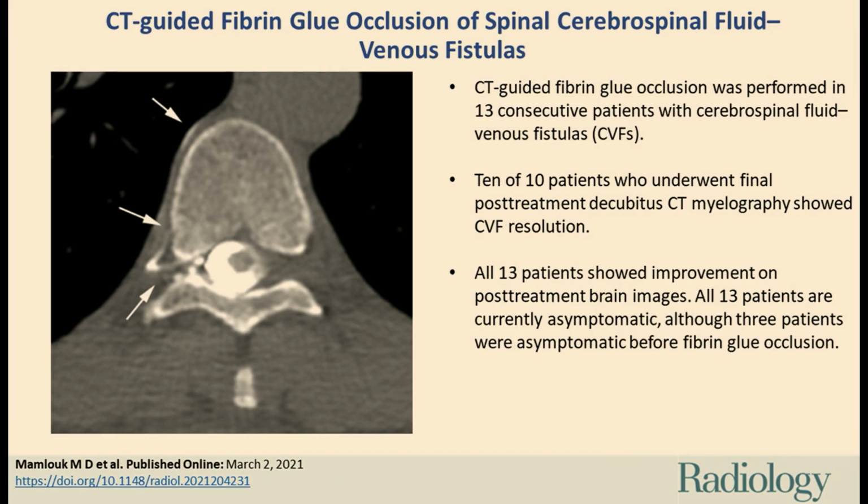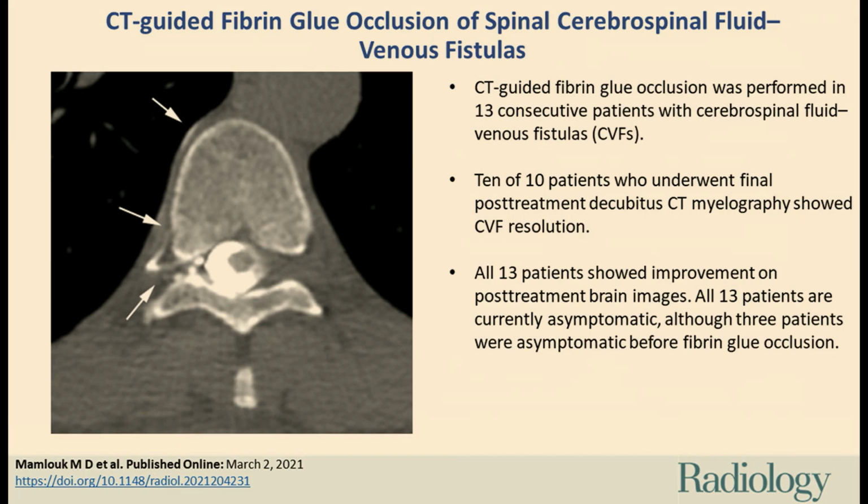And then CT-guided fibrin glue injection for type 3 leaks, CSF-venous fistulas. This method has become popular. Mark Mamlouk at Kaiser Permanente in California sort of pioneered this. They had 13 patients that they directly treated with CT fluoro-guided fibrin glue, and they found that 10 out of 10 had resolution of the fistula on post-procedural myelographic imaging, and all 13 patients had complete symptomatic relief and resolution of brain sagging on MRI.